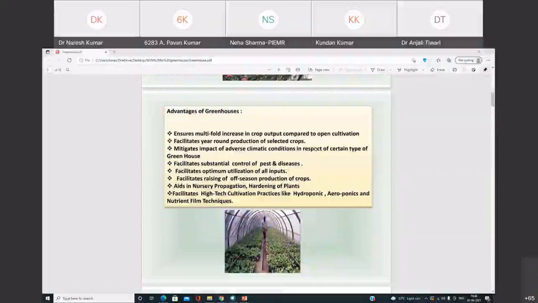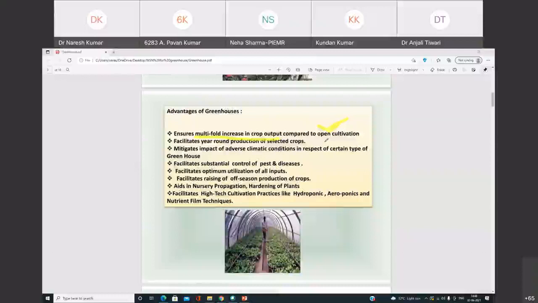Advantages are that it ensures a multifold increase in crop output compared to open cultivation. Once you go for open cultivation, whatever yield we get, if it is a controlled microclimatic environment, then obviously the conditions will suit the crop, and there will be more yield. So the output of the crop will be more, and it will be a manifold increase.